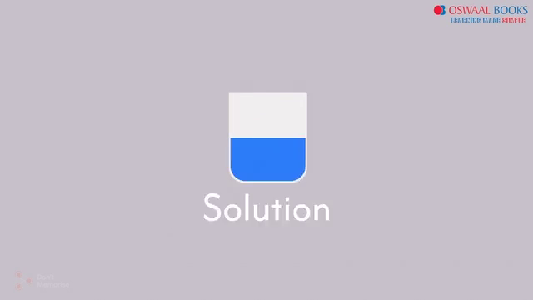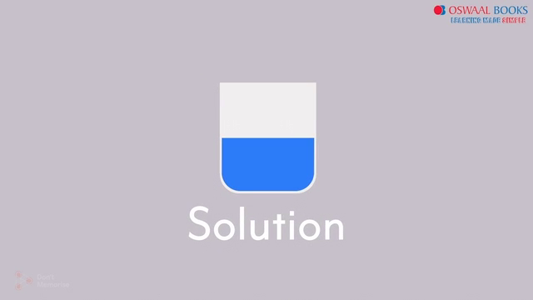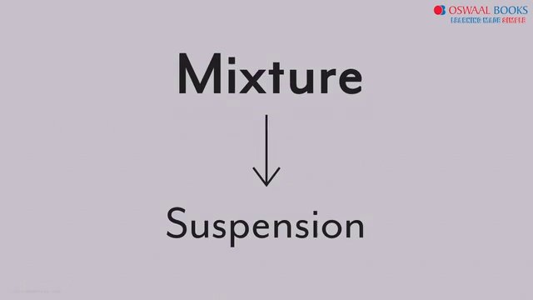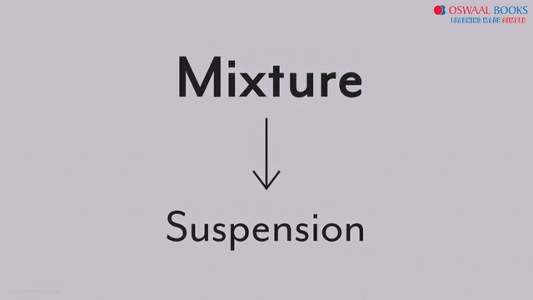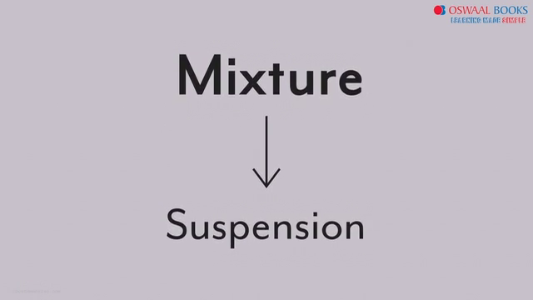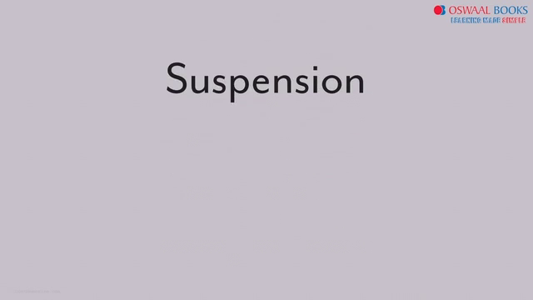We have learnt what a solution is in this topic. Now let us look at another type of a mixture. We call it a suspension. Why the name suspension? Let us see what the term suspension suggests.